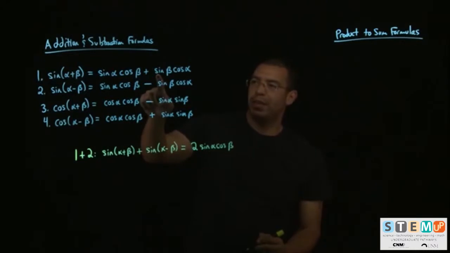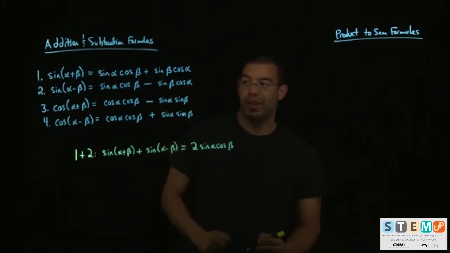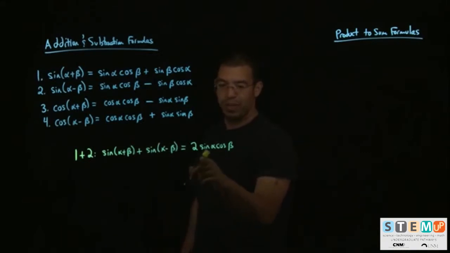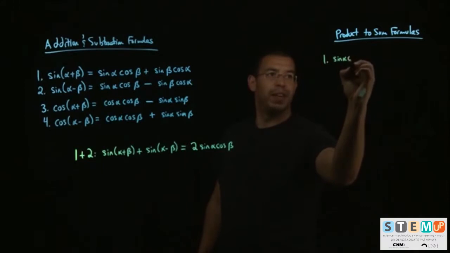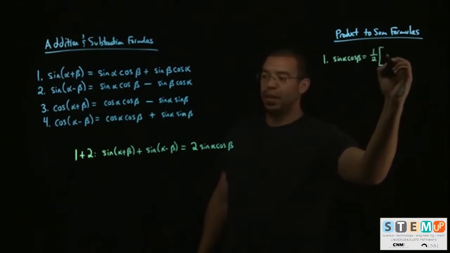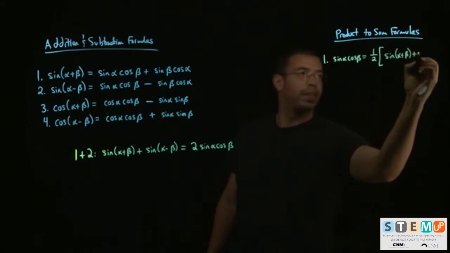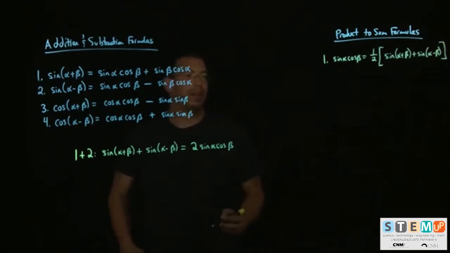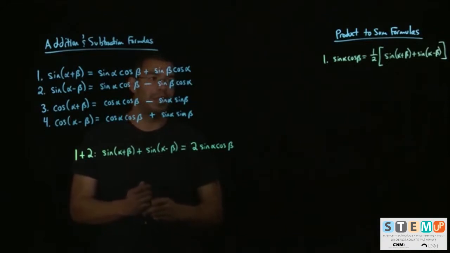Here I have sine beta cosine alpha minus that sine beta cosine alpha. So those just cancel. And I'm left with this equation. If I divide both sides by 2, then I think you'll agree I'll have sine of alpha cosine of beta is equal to 1/2 times sine of alpha plus beta plus the sine of alpha minus beta. And that's our first product to sum formula.